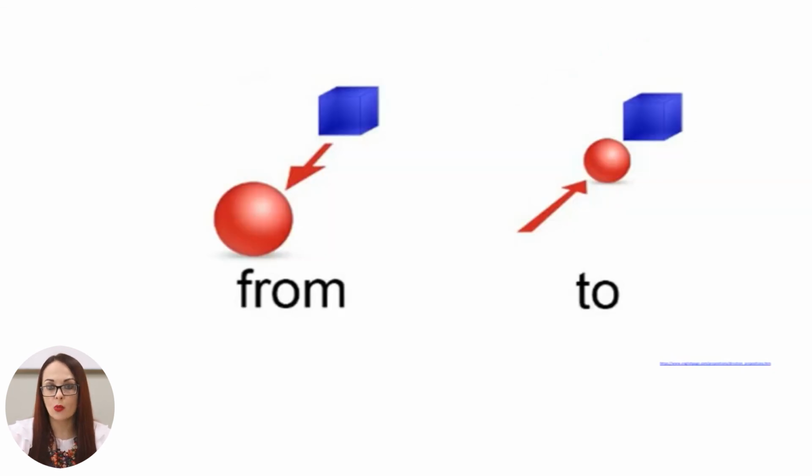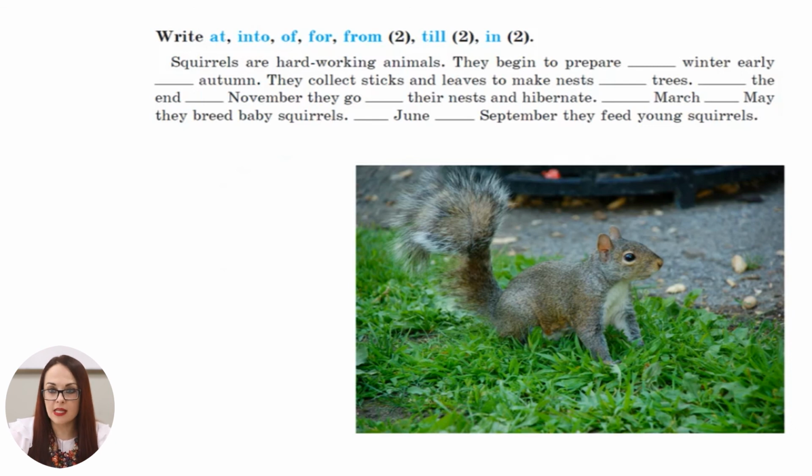Okay, and the next one we have from and to. From, de la, or din. And to, spre, or până în. For example, we can even have from September to December. So time preposition. Din septembrie până în decembrie. Now let us complete this exercise with the prepositions. The text is about squirrels, despre veverițe. You have some time to look at the task. Okay, and let us work together and see.